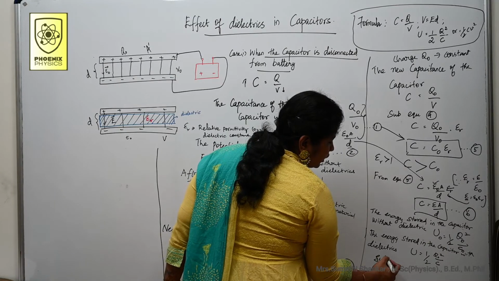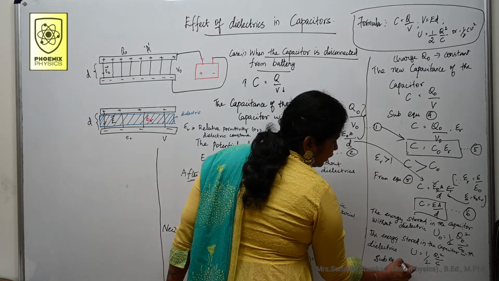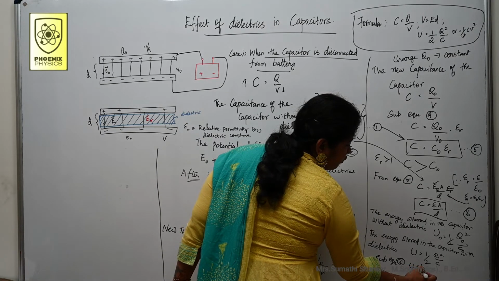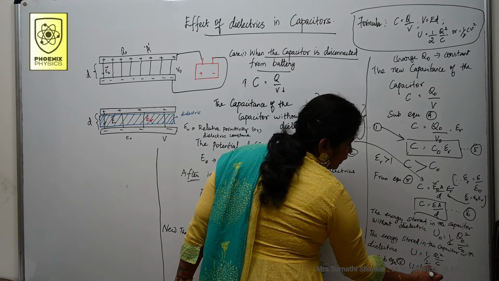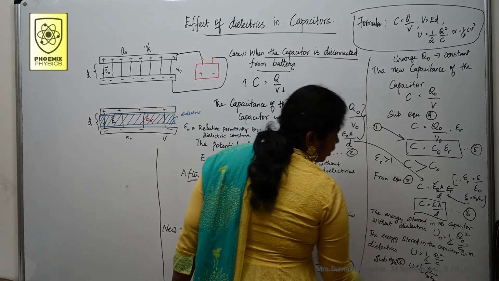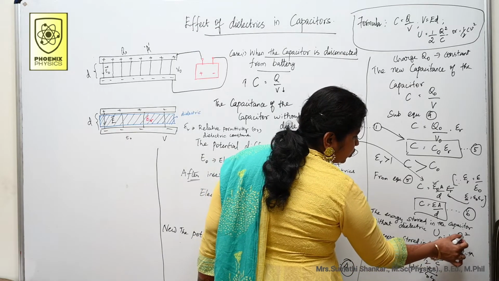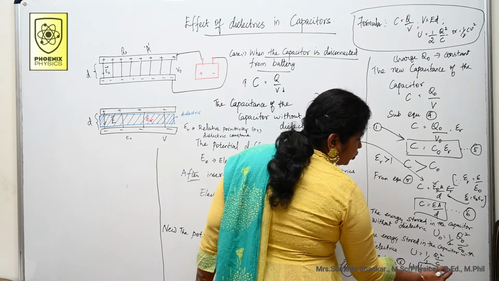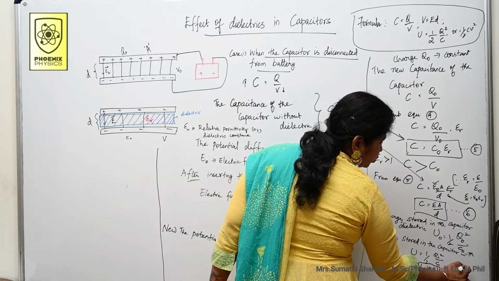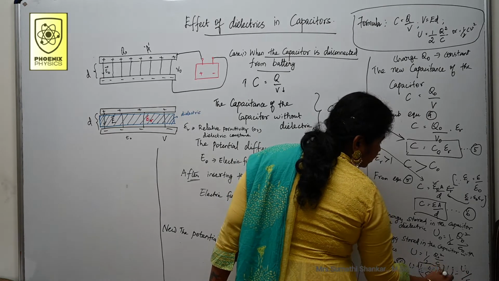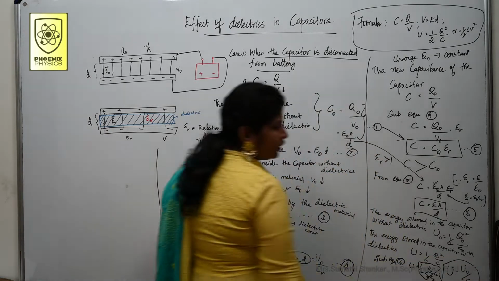Substitute equation 5. What is our equation 5? U is equal to half Q naught square divided by C naught epsilon R. You know that half Q naught square by C naught is nothing but U naught. So you can write U is equal to U naught divided by epsilon R. This is our final relation.